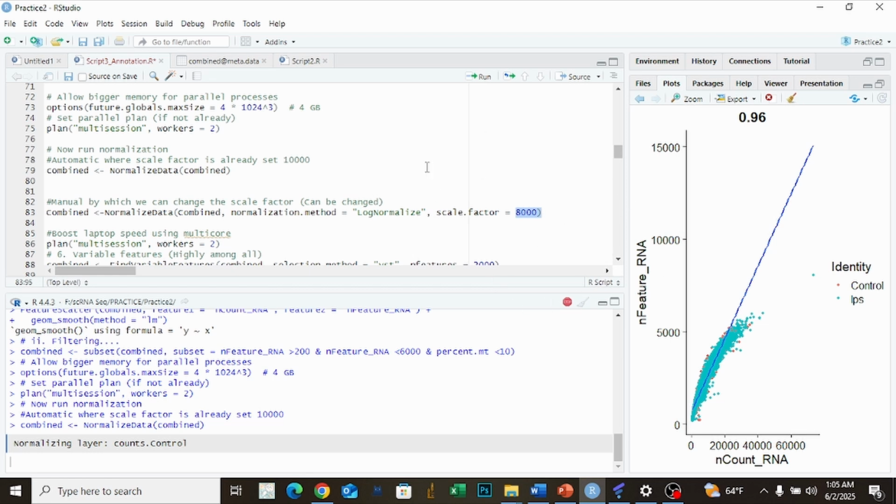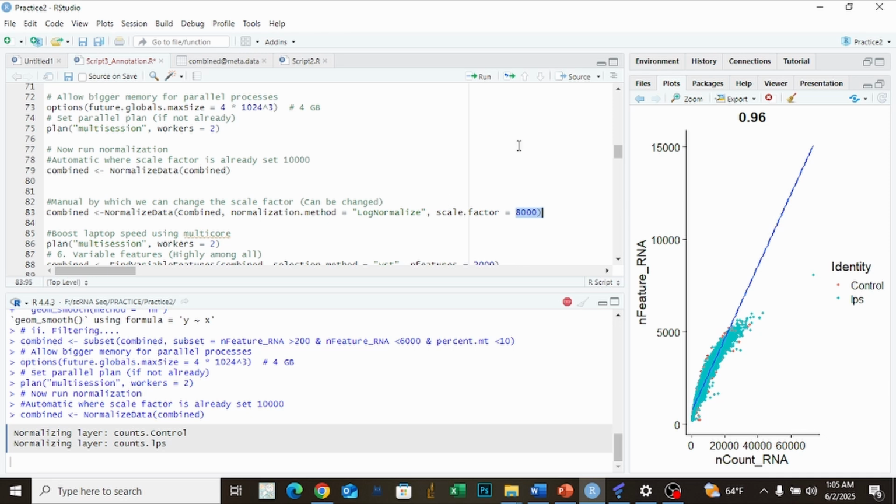Now we are going to wind up this part. Normalizing layer counts control has been completed. Now counts LPS is going on. In the next part we will discuss further.